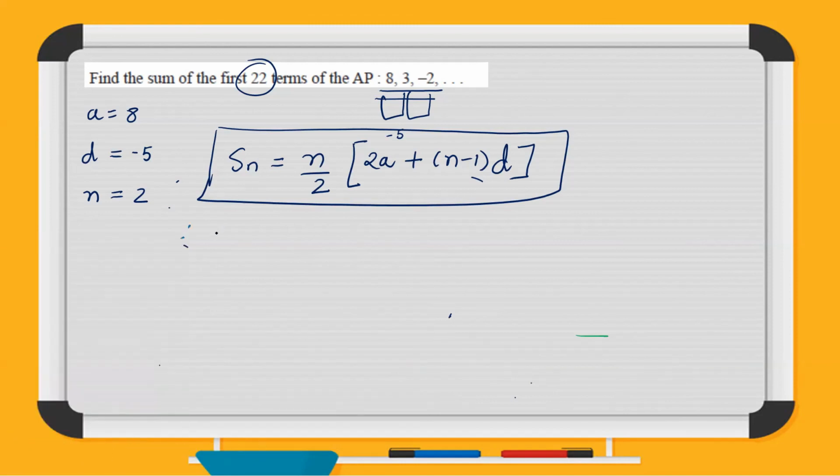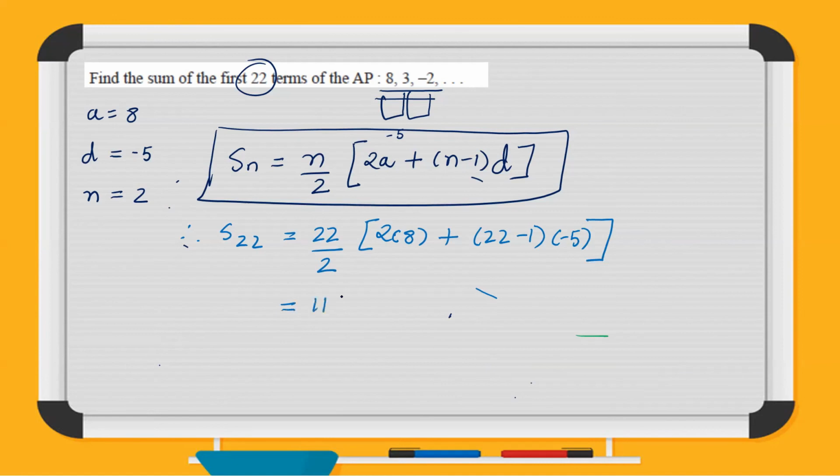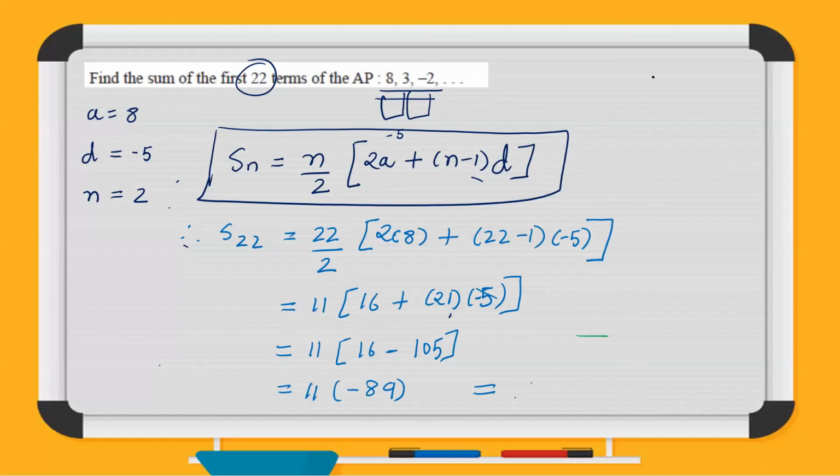So therefore S22 is equal to 22 upon 2 in bracket 2 into 8 plus 22 minus 1. What is D? D is minus 5. This would be 11, 16 plus 21 into minus 5. So now solving this, our answer becomes minus 979.